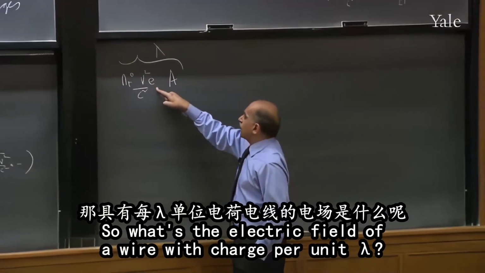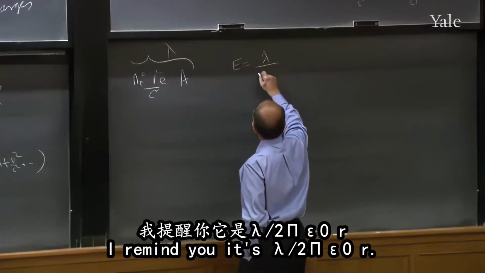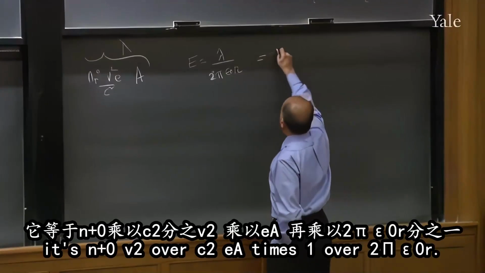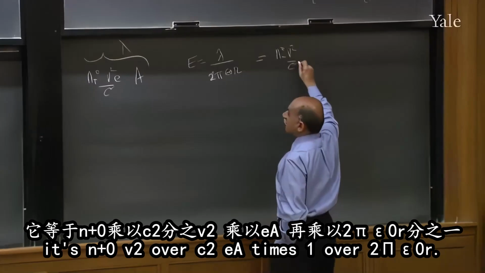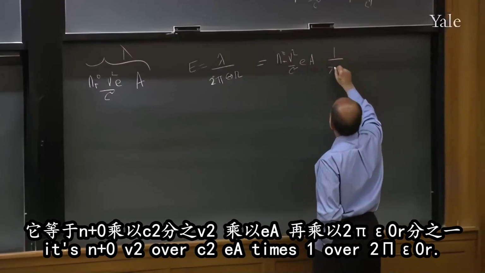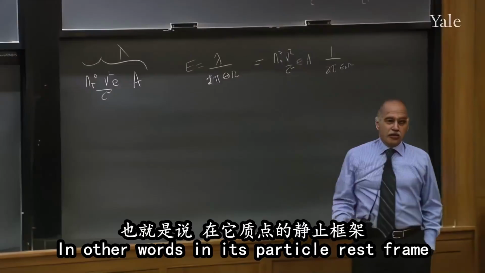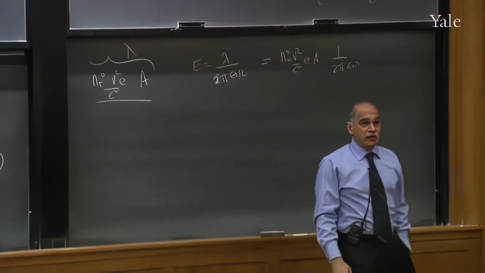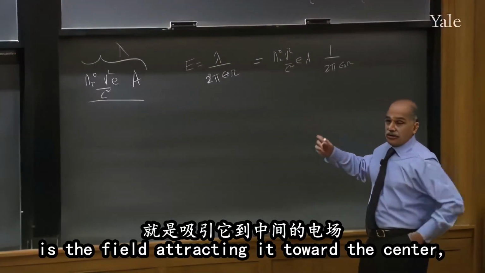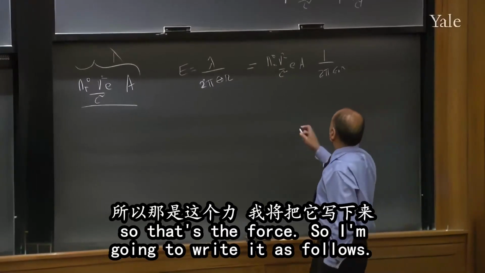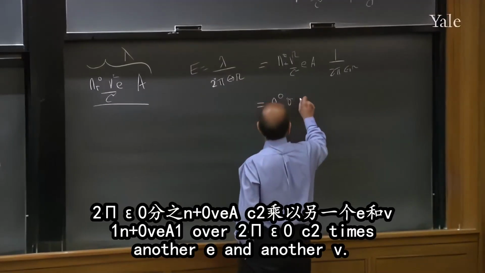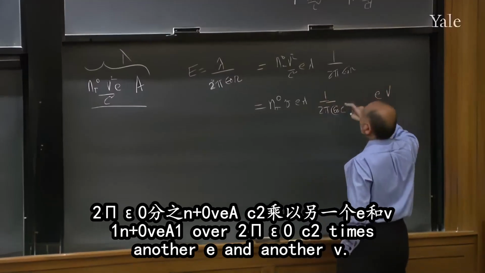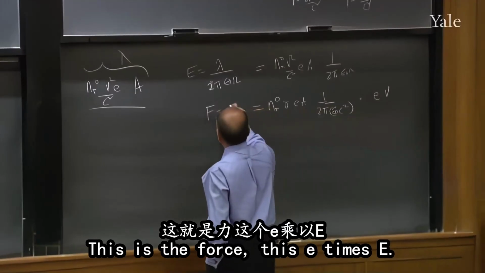That's the lambda. So what's the electric field of a wire with charge per unit length lambda? I remind you, it's lambda over 2 pi epsilon 0 r. So for this particular lambda, you get n plus 0 v squared over c squared E A times 1 over 2 pi epsilon 0 r. In other words, in the particle rest frame, there'll be an electric field because there's a net negative charge of that strength on the wire. Once you have a charge per unit length, lambda over 2 pi epsilon 0 r is the field attracting it towards the center. So that's the force. I'm going to write it as follows: n plus 0 v e a, 1 over 2 pi epsilon 0 c squared, times another e and another v. This is the force. It's E times E.